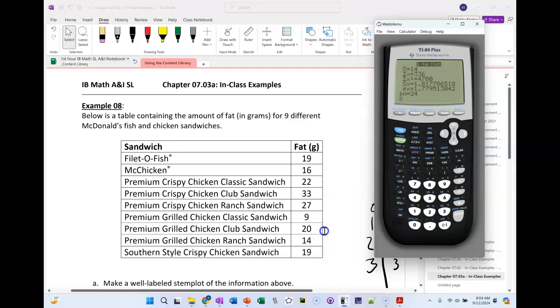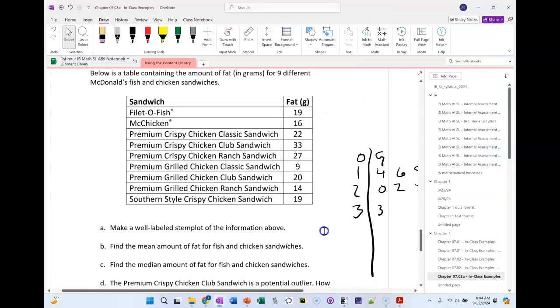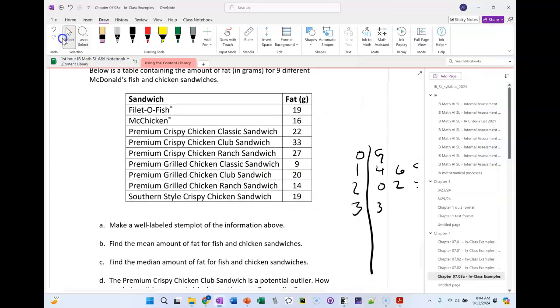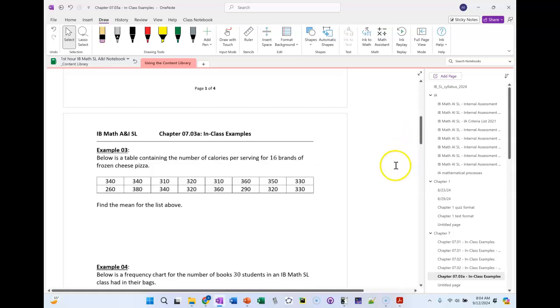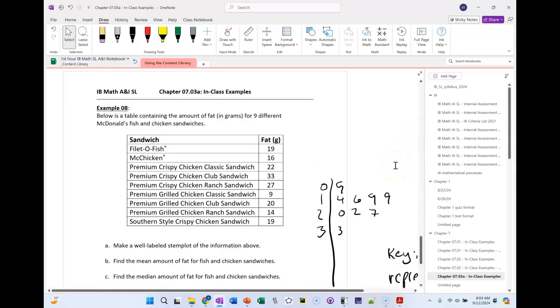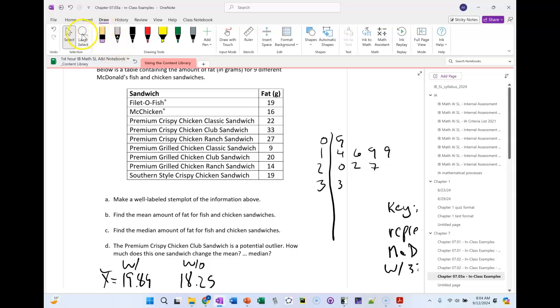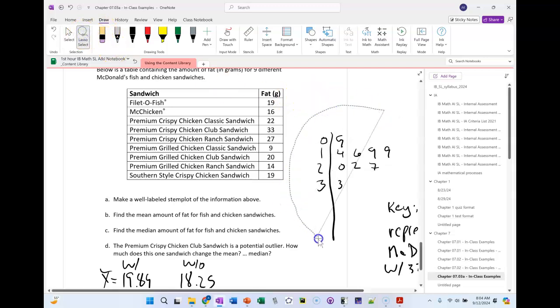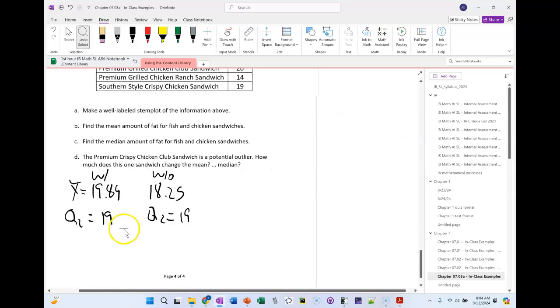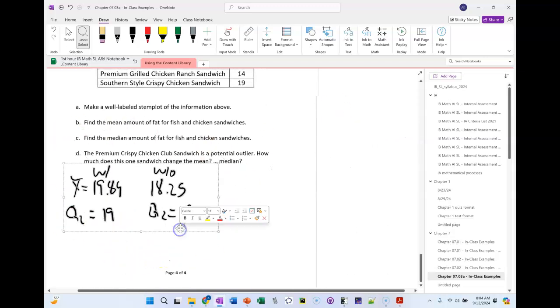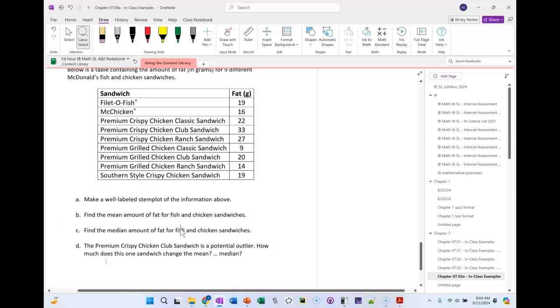Below is a table containing the amount of fat in grams for chicken sandwiches or fish sandwiches at McDonald's. Oh my God, what did I do? I wrote in this thing. I shouldn't have been writing in this thing. Make a well-labeled stem plot for the information above.